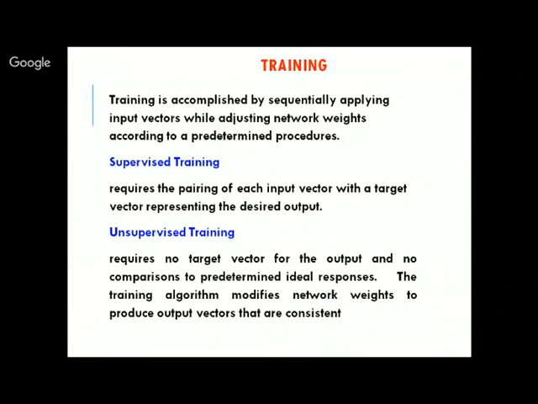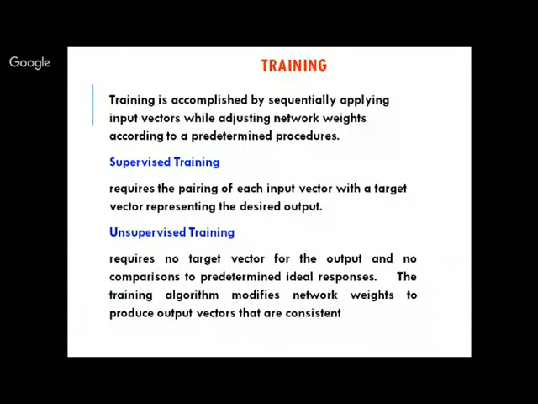But one main concept is training. See, training is accomplished by sequentially applying the input vectors and adjusting the network weights according to some predetermined procedure. Now what do we know? The input vector. And we have a set of network weights which we start with as the initial weights. Then during training, we have a predetermined procedure of changing the network weights. That procedure of changing the network weights is known as training.